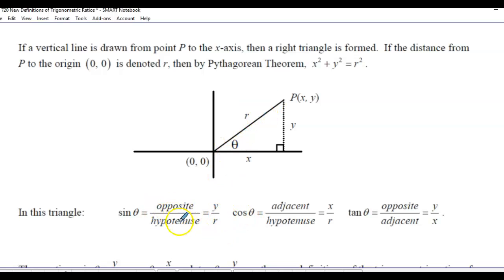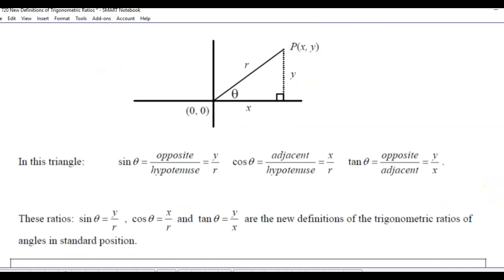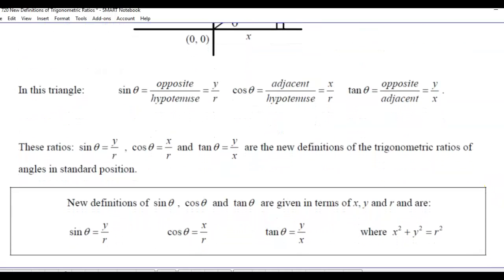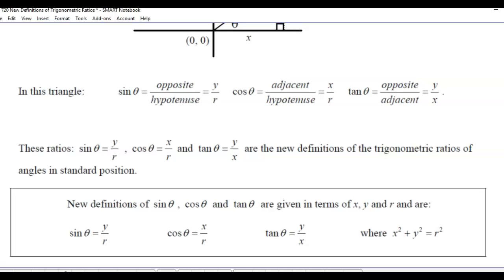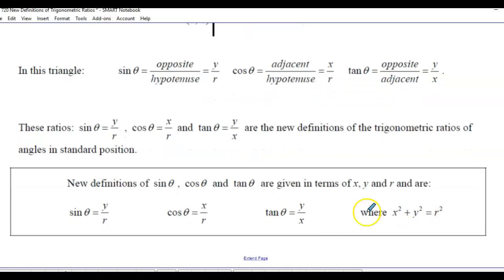So instead of using opposite over hypotenuse, if we've plotted a point in the first quadrant, then really we just have to look at the y value and the distance the point is from the origin, so the r value. Cosine is x over r and tangent is y over x. So tangent, you don't have to know that hypotenuse. These ratios are the new definitions of the trig ratios of angles in standard position. Okay, so this will make it easier for you to do some calculations of trig ratios.